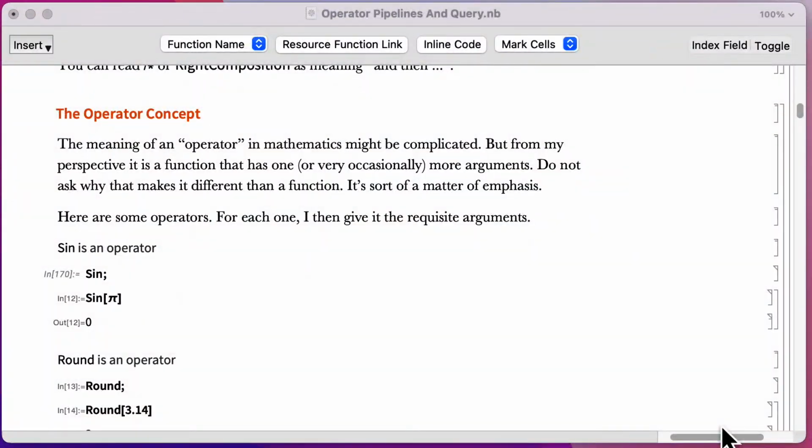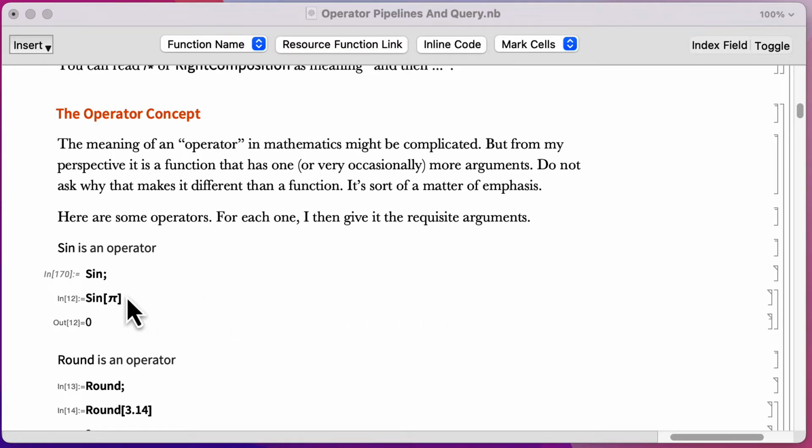I just told you how to compose operators or functions, but I really didn't emphasize what an operator was. And I don't know if we need a precise definition. An operator is a function that has 1, maybe 2 arguments to it. It would be unusual to see an operator that had 5 arguments to it. And let me just show you some operators.